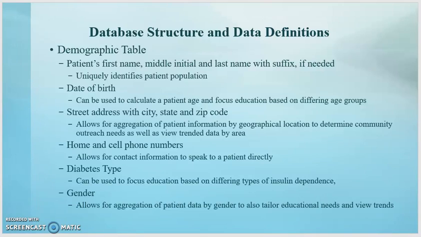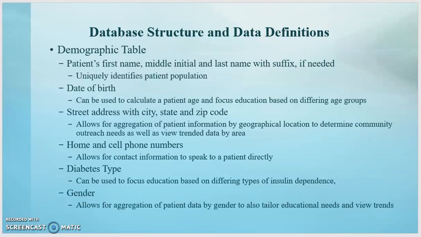And then if there are any differing age groups out there, so the under 18, between 18 and 30 and higher, and then the elderly population. And then, of course, the street address with city, state, and zip, to look at the geographical location of our diabetic patients and determine the community outreach that's needed with trended data by area.